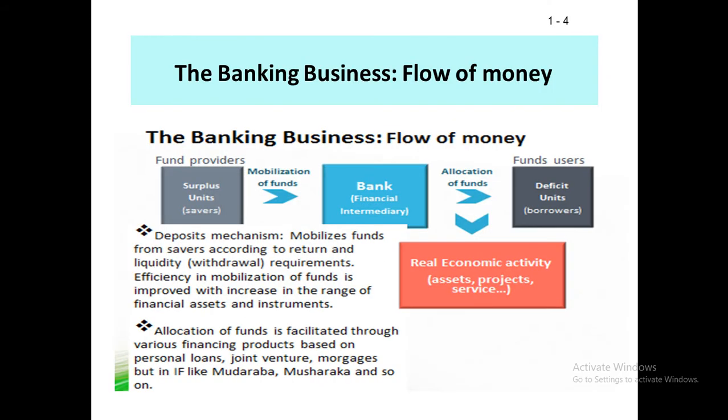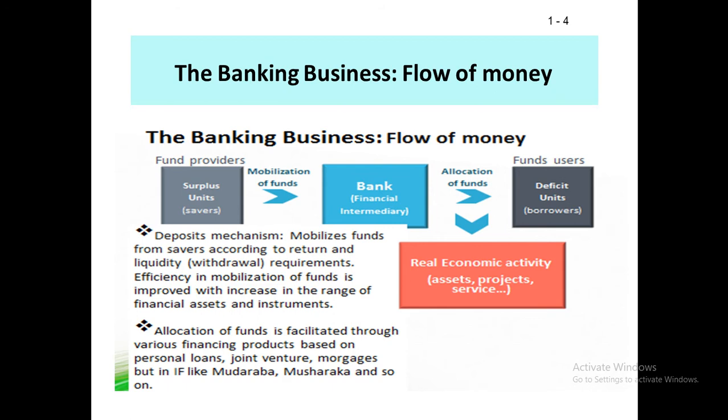Next, the flow of money. How is money going from the savers to the investors? Money starts to mobilize from the fund providers. Who are fund providers? They are savers. They want to save their money because they have a surplus of money, in different institutions. So they mobilize their funds to the banks, who are intermediaries. Banks act as middlemen. Then this pooled money, this fund, is provided to the deficit units.